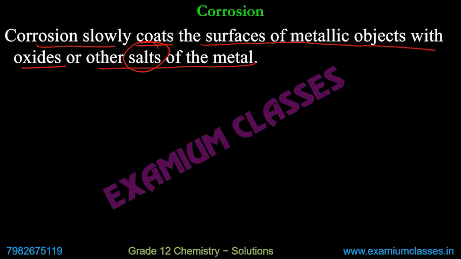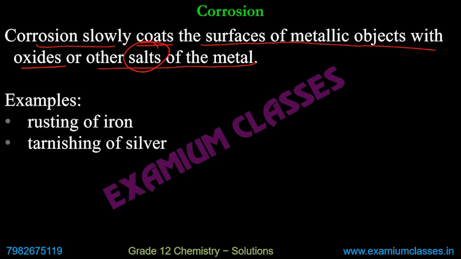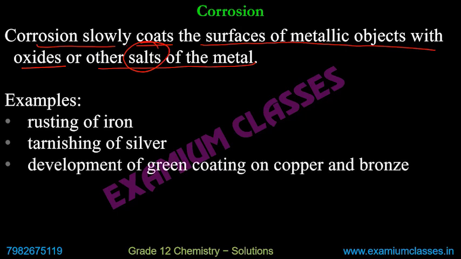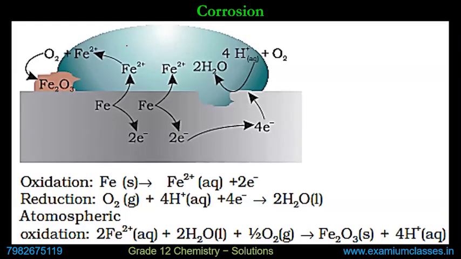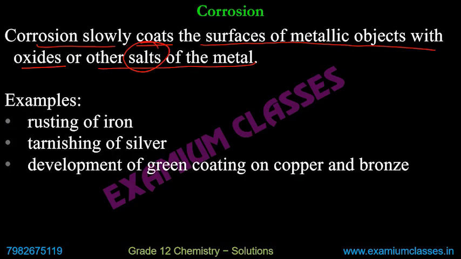Copper carbonate and copper hydroxide give the green color. So examples are rusting of iron, tarnishing of silver, and development of a green coating on copper and bronze. These are examples of corrosion. In case of iron, this has been given a specific name, rusting. So corrosion of iron is known as rusting.